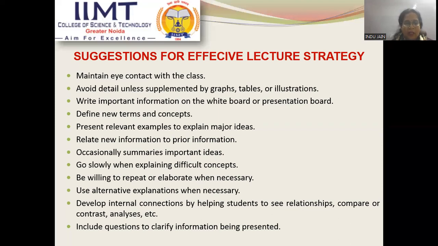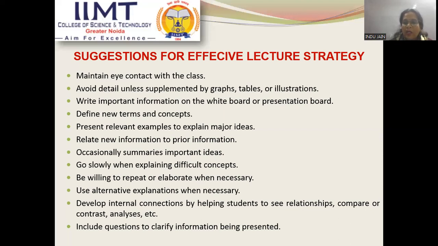It is again very necessary to develop connections by helping students to see the relationship between the two things, comparison between the two things, or contrast or analyze the things. So that, due to this comparison, contrast, or relationship, students can easily understand the difficult topics or the content.